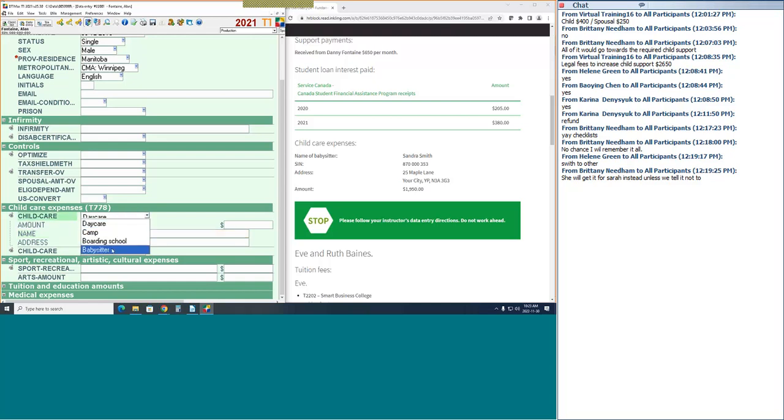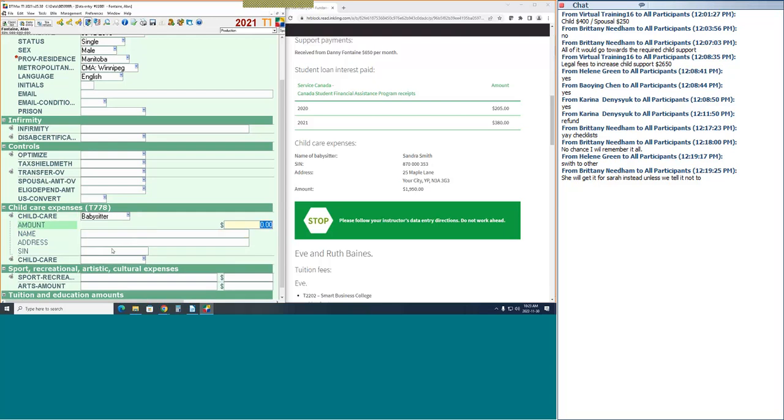If it's a babysitter, we're going to have different data entry. So if it's a babysitter, I'm going to have the amount, which is $19.50. I'm going to have the name of the babysitter. I'm going to have the address of the babysitter, which is R3A 3G3. And I need the social insurance number of the babysitter. Social insurance number is there. That must be in my file.